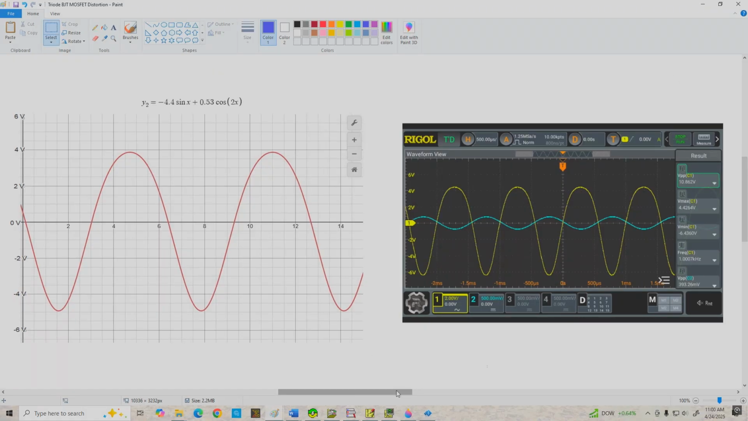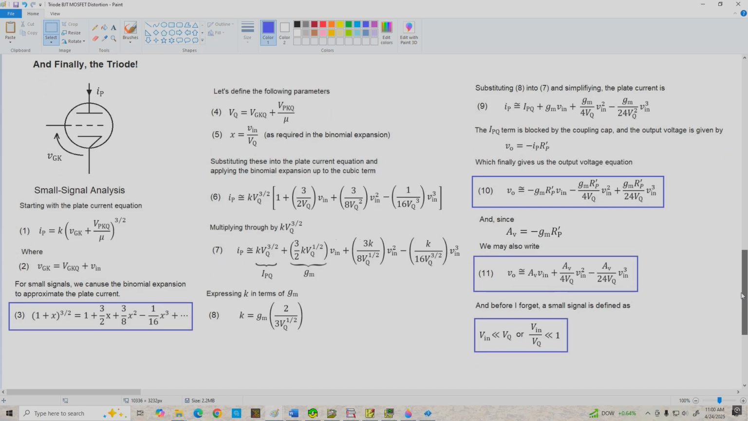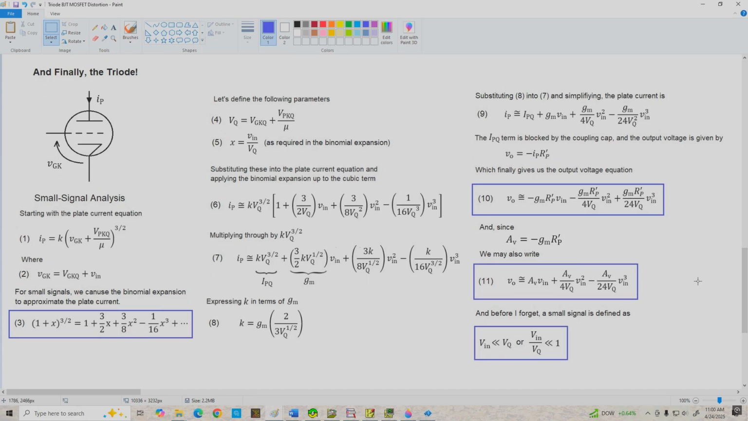And finally, we're ready for the part I'm sure everyone's been waiting for, and that is the triode. So just like we did with the BJT and the MOSFET, we're going to start with our plate current equation where VGK is the total grid to cathode voltage VGKQ plus Vin. And this time, because we've got a 3/2 power law equation, we're going to use a binomial expansion to model the behavior of the triode.